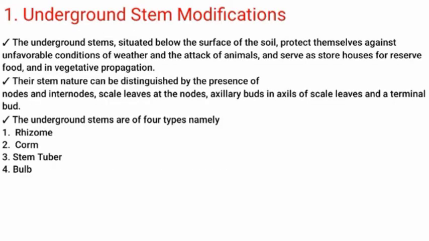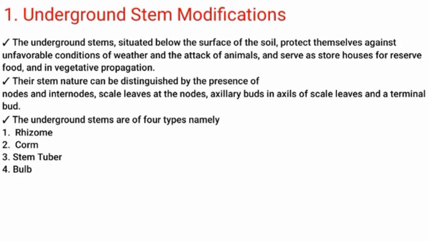modification, underground stem modifications. The underground stems, situated below the surface of the soil, protect themselves against unfavorable conditions of weather and the attack of animals, and serve as storehouses for reserve food material and in vegetative reproduction or vegetative propagation. Their stem nature can be distinguished by the presence of nodes and internodes, and scale leaves. At the nodes they contain axillary buds in the axils of scale leaves, and a terminal bud.